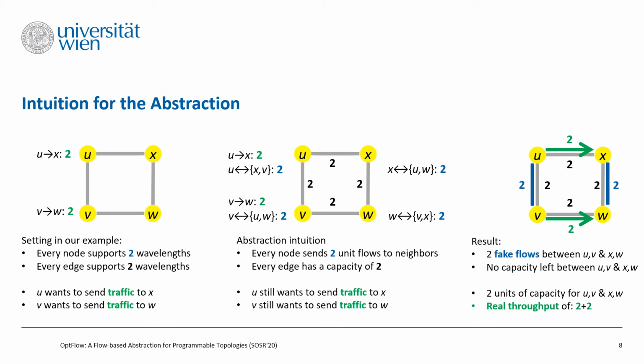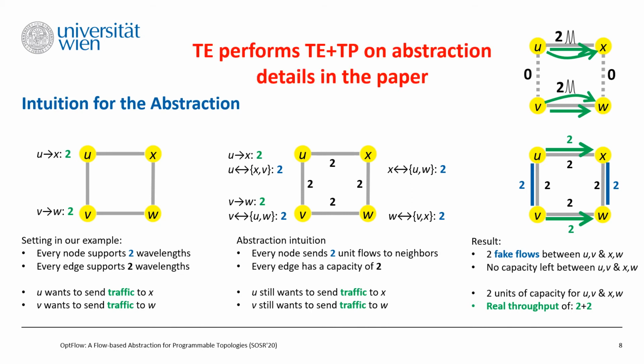Moreover, these fake flows will completely block the capacities on fibers that don't need to be used, leaving the capacity of 4 free for the real flows. And if you remember the example some slides ago, this is then exactly also the output of the optimal cross-layer optimization. So to this end, unchanged traffic engineering can perform both TE and TP on our abstraction.